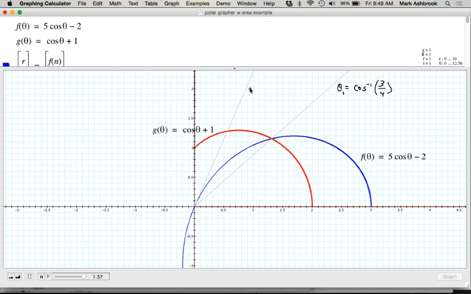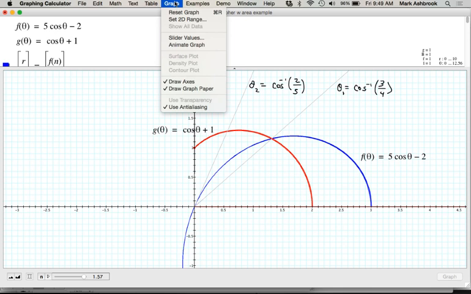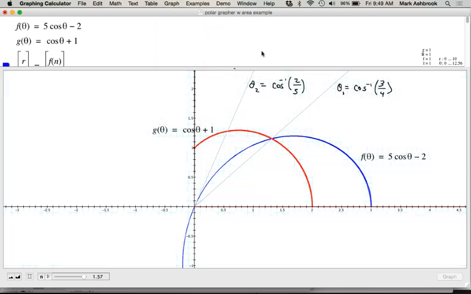And then this other key angle was, what was the meaning of this angle here? Theta 2 was cosine inverse of 2/5. And what was that one about? What was of interest in that one? Hold on a sec. Turn this off. There we go. What was of interest in that second angle, theta 2?